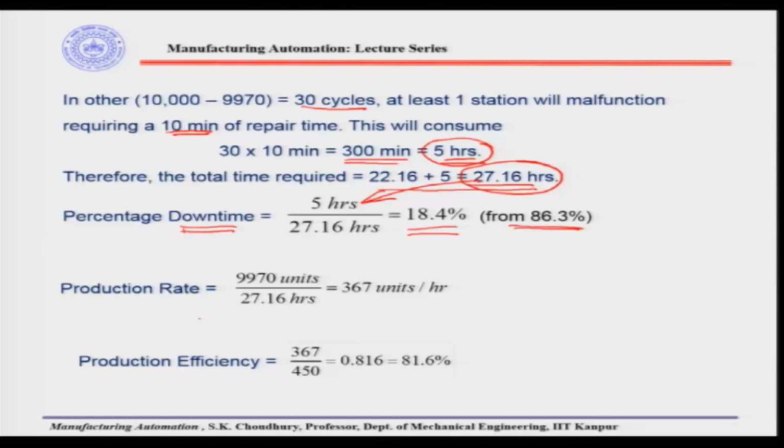Now, the production rate will be, we have 9970 units that we are producing for a total of 27.16 hours. So, this will give you 367 units per hour. Earlier, the ideal one I have shown you was 450 ideally. If breakdown occurs once in 10,000 cycles, it will be 367. Therefore, the efficiency is 367 divided by the ideal 450, which gives you 81.6% efficiency. Efficiency has grown up much more.